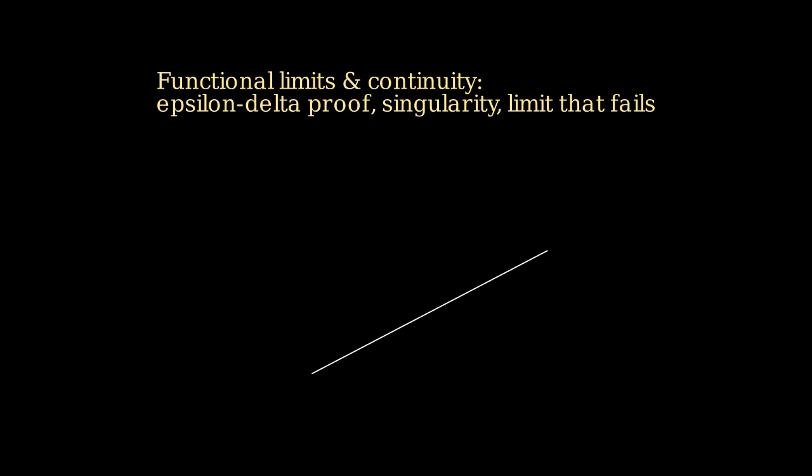Today we explore functional limits and continuity, starting with the precise epsilon delta definition, then working a full proof, then a removable singularity, and finally a classic example of a limit that fails to exist. Here is the idea in words.